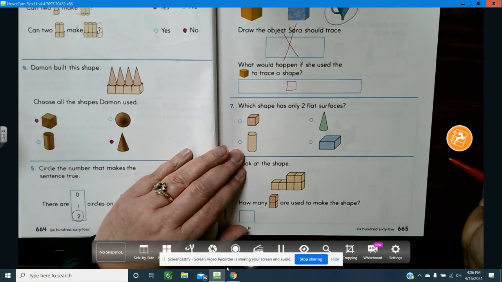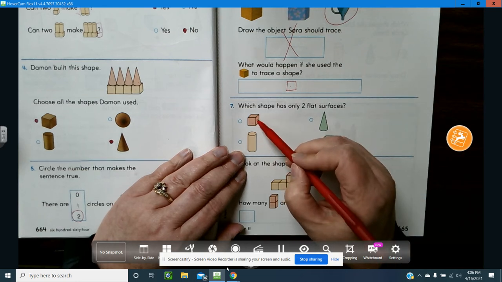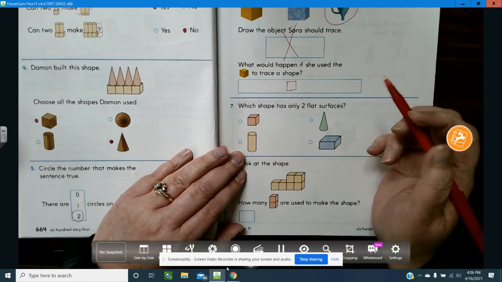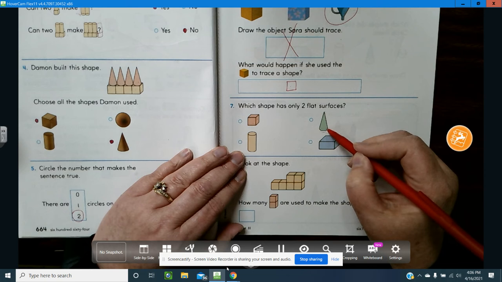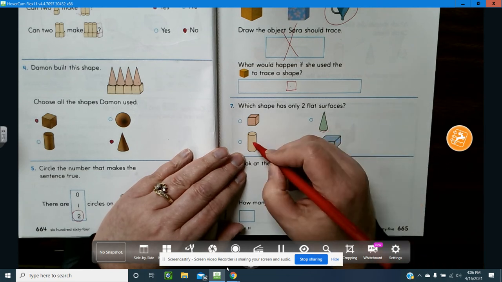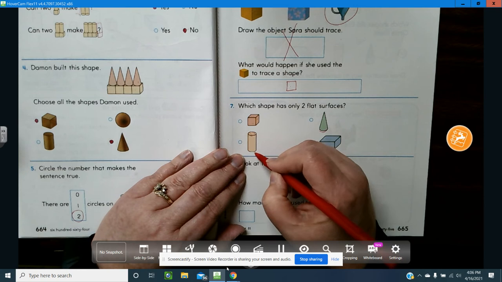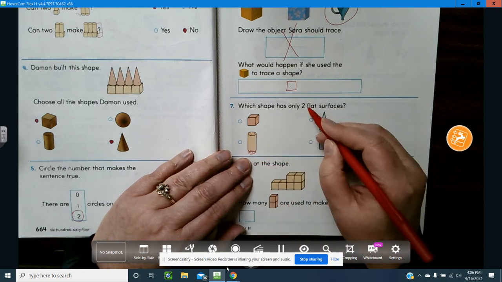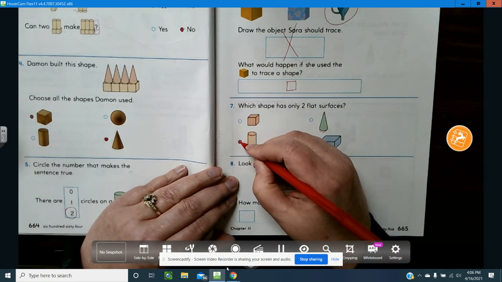Number 7, which shape has 2 flat surfaces? Well, this one we know has 6 flat surfaces. And the cone we know just has 1. And this one has 6. And this one has a circle on top and a circle on bottom. So it has 2. And that's the answer.